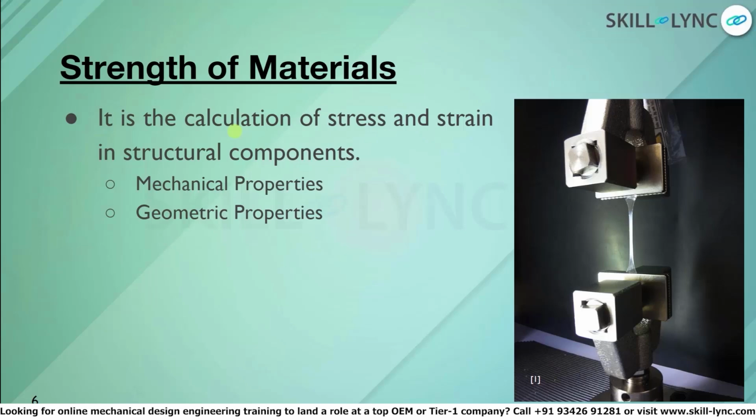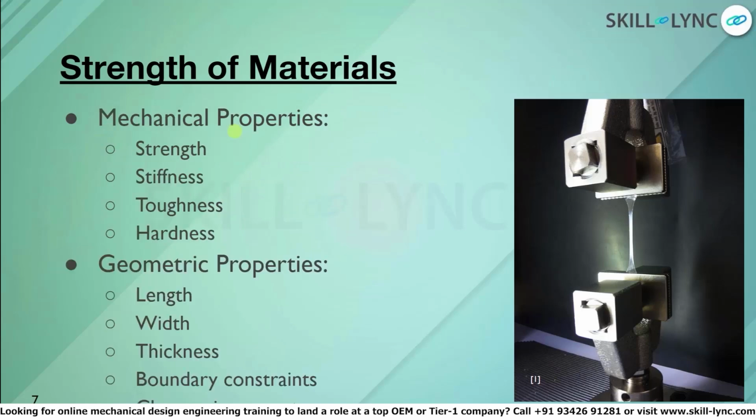Now coming to some of the important mechanical properties, the first one would be strength. Strength of a material is its ability to withstand an applied load without failure or excessive plastic deformation. Next is stiffness. Stiffness is the ability of a material to resist deformation. Toughness is the amount of energy per unit volume that a material can absorb before rupturing. Finally, hardness is defined as a material's ability to withstand localized permanent deformation.